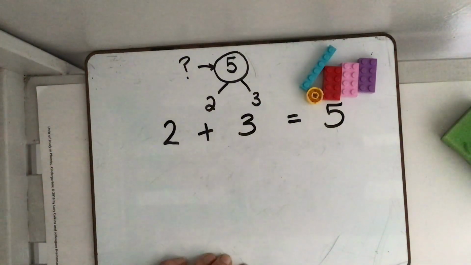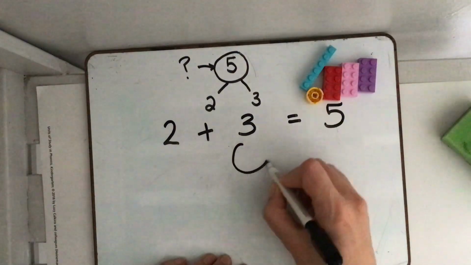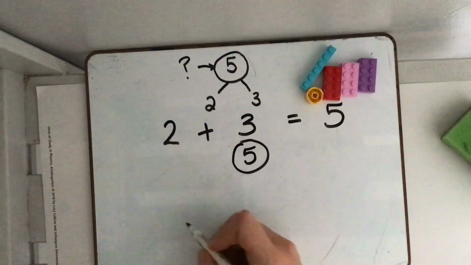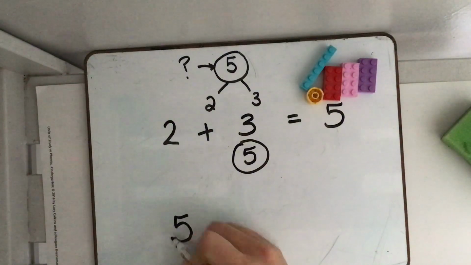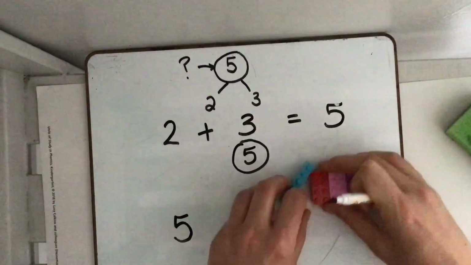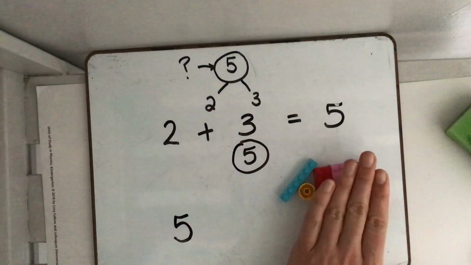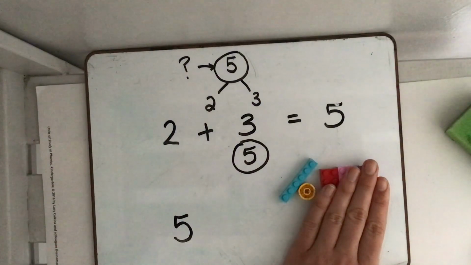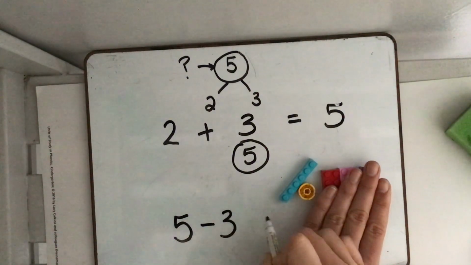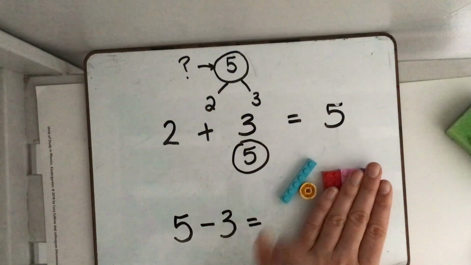Now subtraction's a little bit different. In subtraction, you already know what the whole is. You always start with the whole, how many you have. So I have to put my 5 at the beginning. Okay, so I have 5 Legos. Okay, and let's take away 3. And to take away, I'm just going to hold my hand over top. I'm going to take away 3. And then the answer is how many are left over.